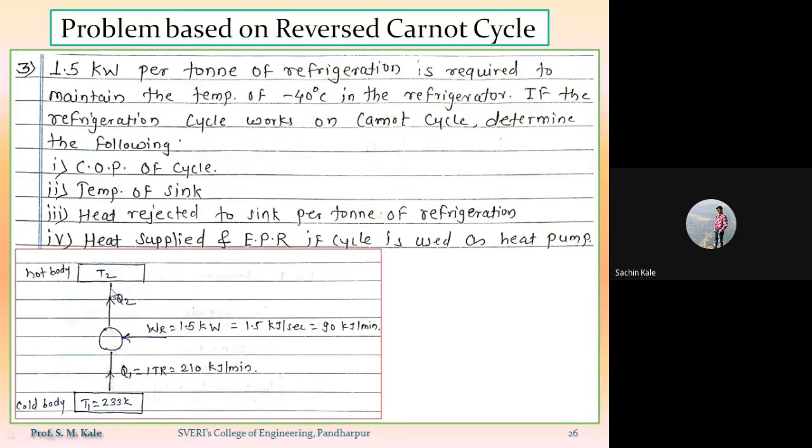So if this is a refrigeration cycle, then always you are absorbing heat from the lower temperature body. That heat will be rejected to the higher temperature body. For doing so, you require to supply work. Now, how much work do you require to supply? You require to supply 1.5 kilowatt of work.